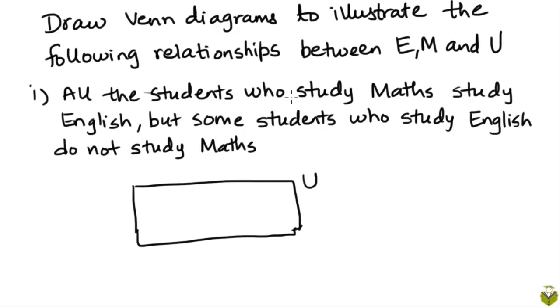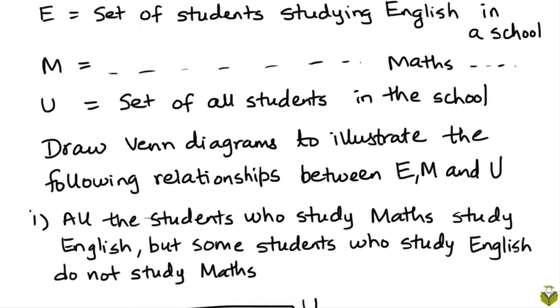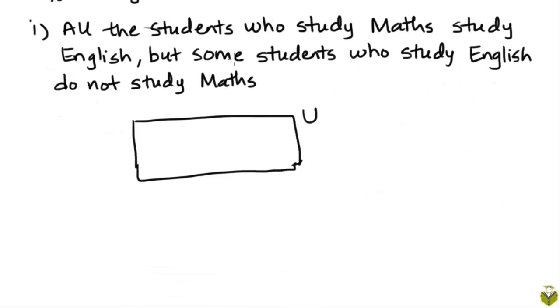Now the relationship that's given in this sentence is between the sets M and E. M is the set of students studying maths, E is the set of students studying English. We are given that all the students who study maths study English. This means the set M is a subset of the set E.